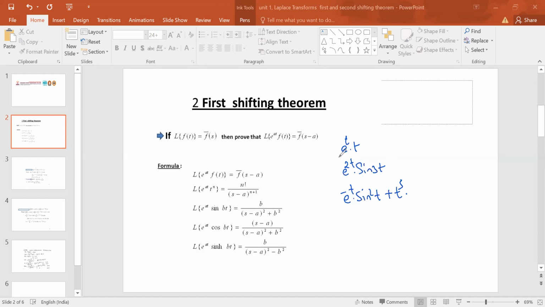If you observe, all the functions on the screen have e power t, an exponential term, common in every term, isn't it? If you exclude this t cube. So whenever we have an exponential function in the given function along with some other function in product, how do we find the Laplace transformation? In that case, to evaluate the Laplace transformation of a product in which the exponential function is there, we can utilize this first shifting theorem.